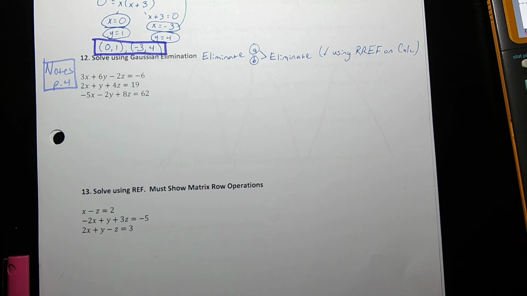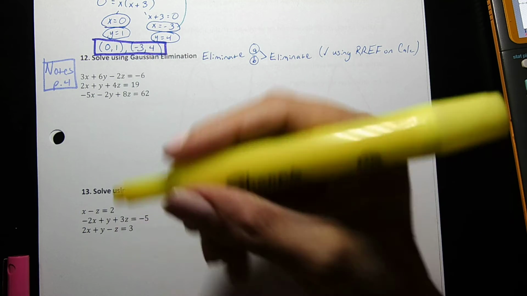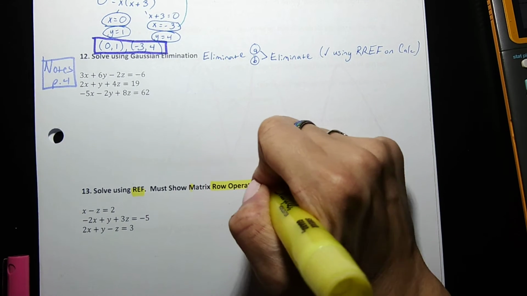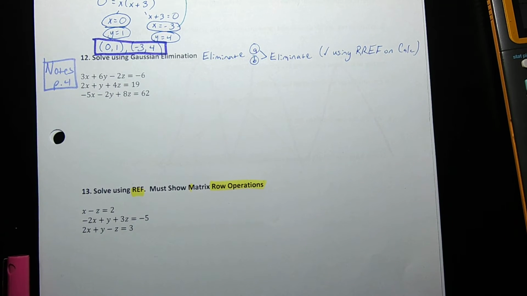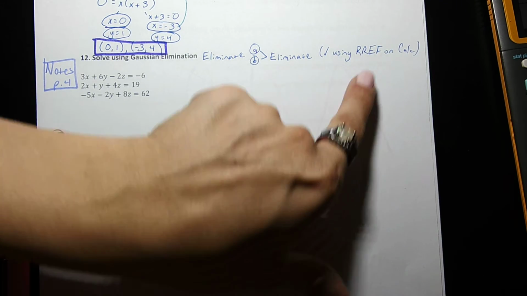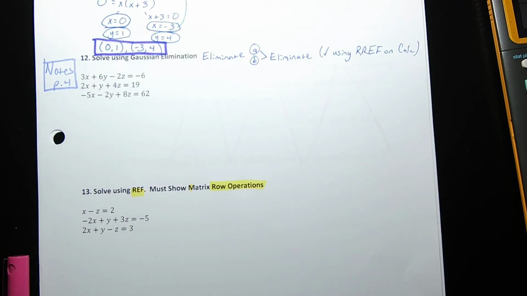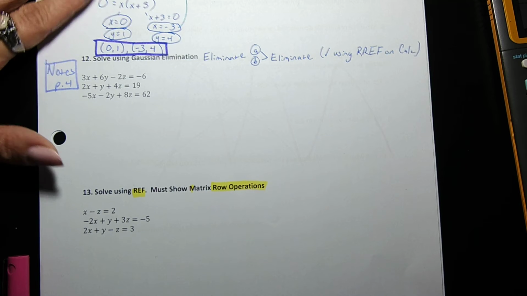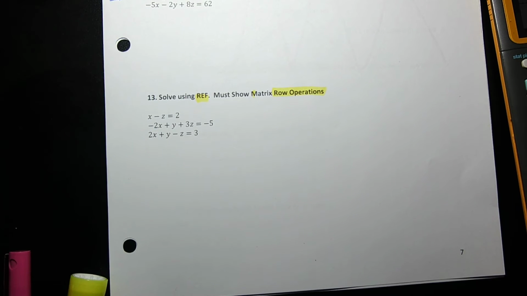Are we ready? Row echelon form, your favorite thing ever. On these problems, we are going to have to show the row operations. I will demonstrate how we can check ourselves using reduced row echelon form on the calculator. But on an REF problem, this is going to be work that I am looking for. So the first thing that we want to do with this problem is turn it into an augmented matrix.